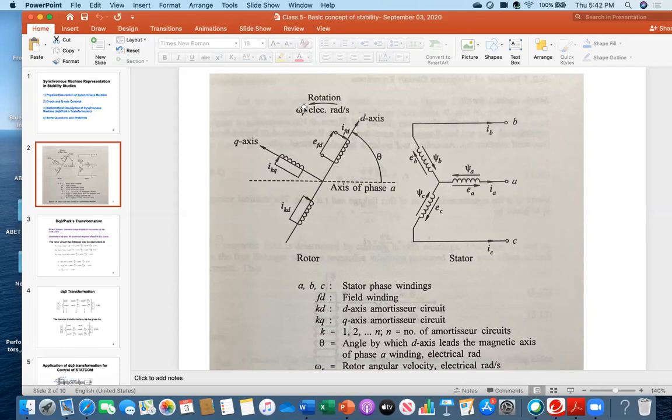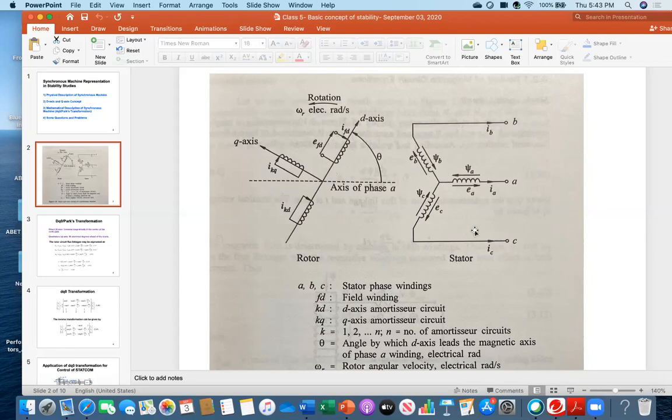Why is it so? Because you see, this is the rotation direction, omega, in electrical radians per second. Ultimately, the rotor circuit with the help of the prime mover is moving. So that's why there is theta. So therefore, at an instant, there is theta with respect to A phase and the D axis. Similarly, there will be a similar theta with respect to B phase and D axis, and the same thing goes for the C phase and that D axis. So now we want to make a relationship with this system and with this system.